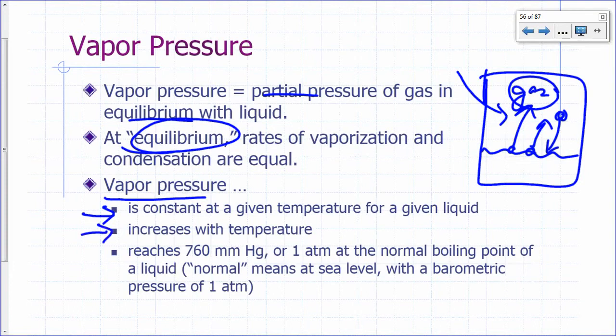So that increases with temperature, and when that vapor pressure reaches 1 atmosphere, then we say we are at the normal boiling point of the liquid. In other words, when you have water and you increase the temperature, by the time you get to 100 degrees Celsius, your water starts to boil, right? That's the point where the vapor pressure of the water reaches 1 atmosphere. So that's called your normal boiling point.